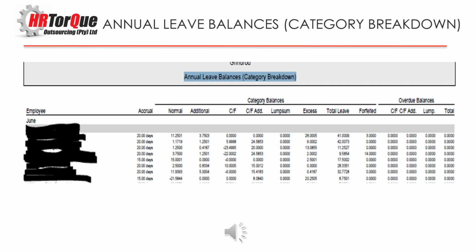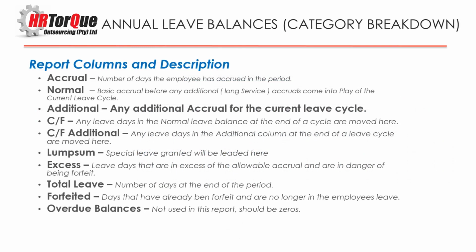The total leave column. This column is the total of the previous columns, so it's very straightforward, it's just the total leave. And then we have a forfeited column. Now, forfeited is just a record keeping area. This leave is no longer available to the employee to take.